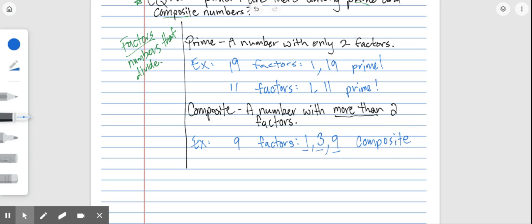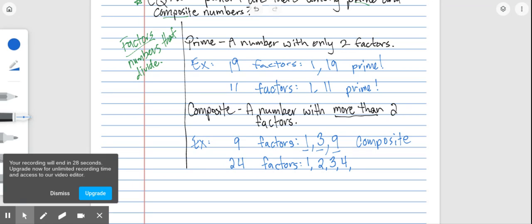Let's try another one. How about 24? 24 has a lot of factors. 24 is an even number, so I know it's divisible by 2. But as with every other number, it's divisible by 1. It's divisible by 2. Is 24 divisible by 3? Let's check. 2 plus 4 is 6, and 6 is divisible by 3, which means yes. Is it divisible by 4? Yeah, because 4 times 6 is 24. Is it divisible by 5? It doesn't end in a 5 or a 0, so no.